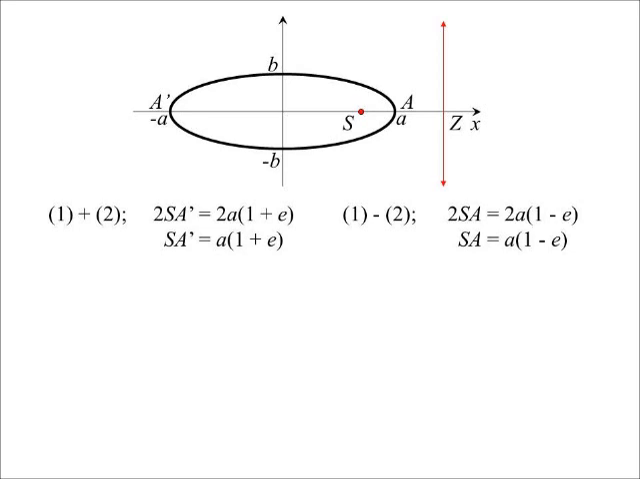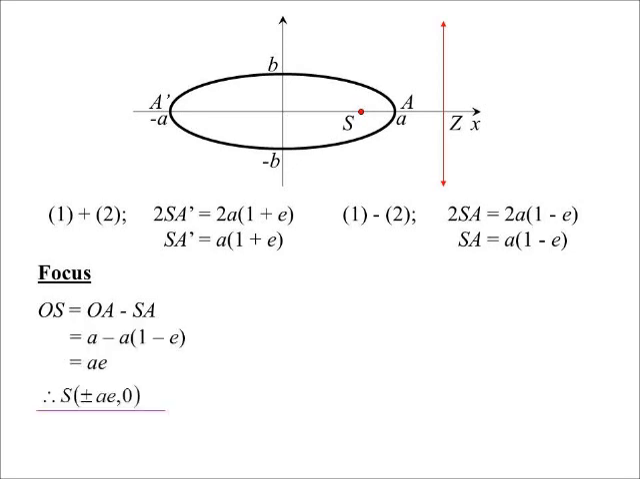So our focus, I can now work out the coordinates because OS, the distance from O to S, would be the same as the distance from O to A minus the distance from A to S. And we've now worked out the distance from A to S, and it works out to be just AE. So that's nice and neat. So whatever the vertex is times the eccentricity, that'll get you the value of the focus. And as I say, they are in pairs. The shape is symmetric. So there's one over at AE, there must be another one over there at minus AE.